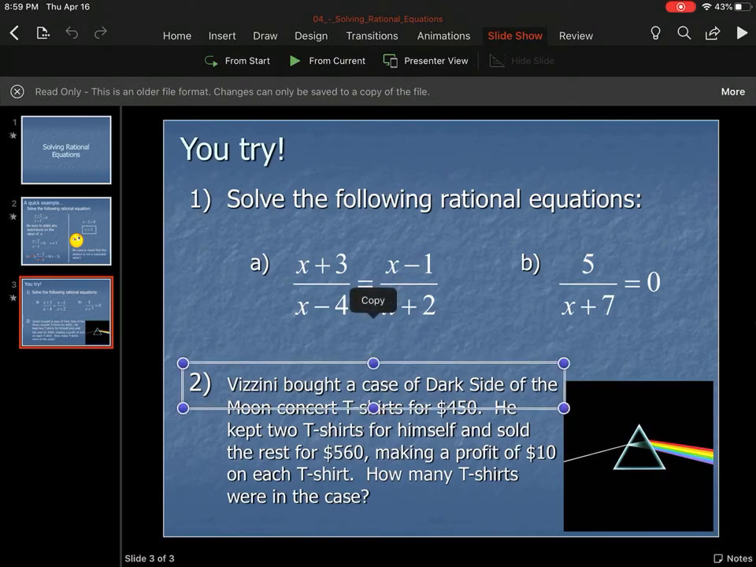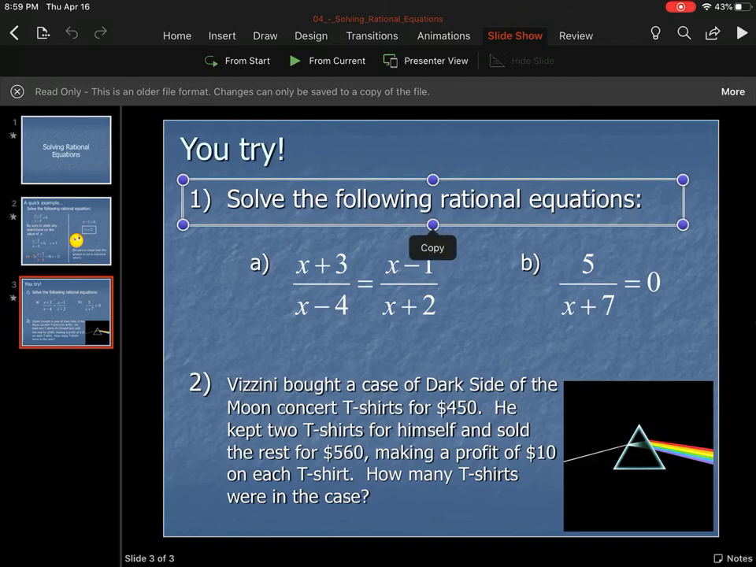Okay, question 2. This is the one I said was very scary. Let's read it over here. What do we got? Vizzini bought a case of Dark Side of the Moon t-shirts for $450. He kept 2 t-shirts for himself and sold the rest for $560, making a profit of $10 on each t-shirt. How many t-shirts were in the case?